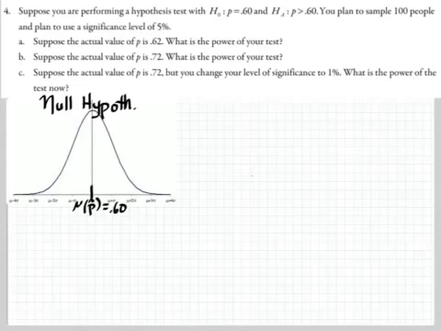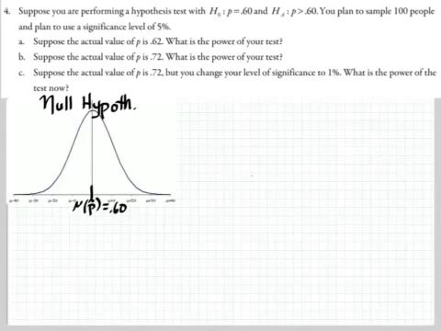The power of your test is the probability of rejecting the null hypothesis when you should. And in both A and B, you should reject the null hypothesis. The null hypothesis is false and the alternate is true. But in order to figure that out, we're going to need to know what p hat you need to observe in order to reject the null hypothesis. So we're going to work that out.